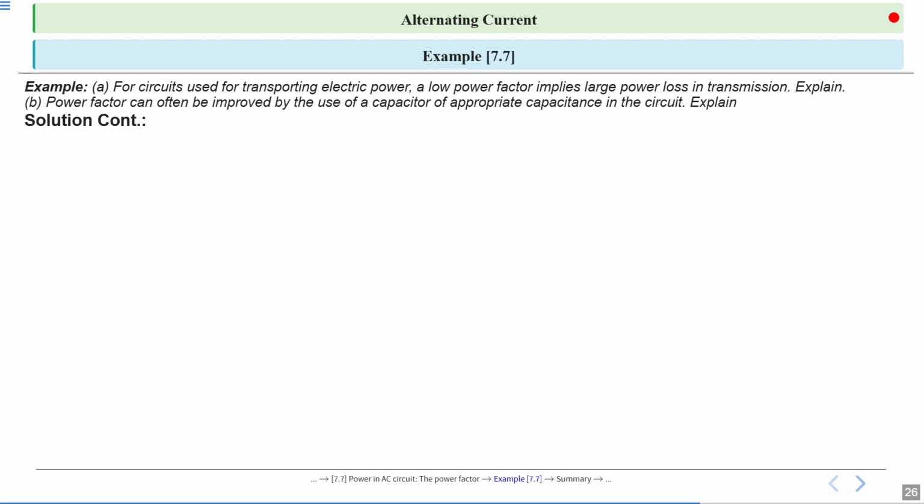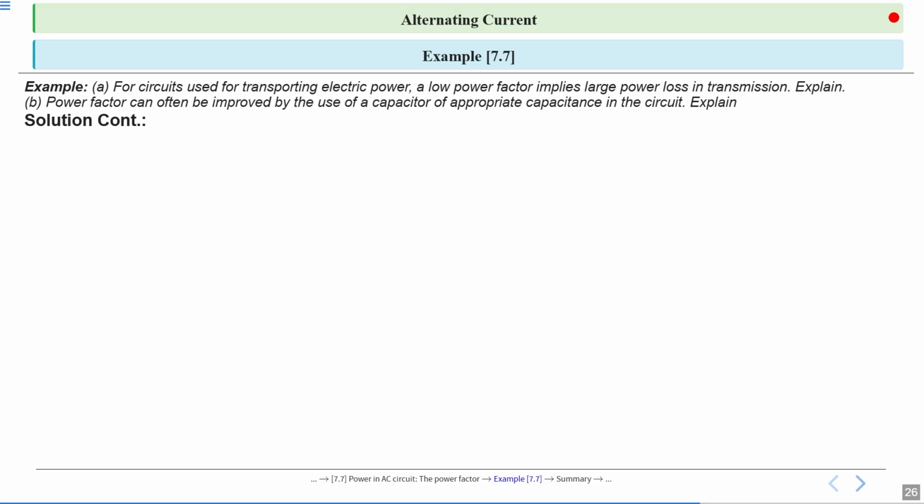Okay, so next question, example 7.7. A: for circuits used for transporting electrical power, a low power factor implies large power loss in transmission. In part A, you have to explain that for a circuit transporting electric power, a low power factor, that is a lower value of cos phi, implies large power loss in transmission.